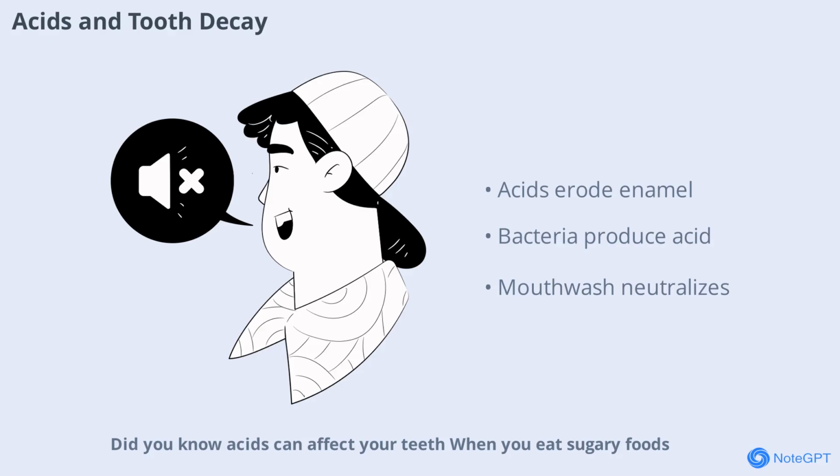Do you know acids can affect your teeth? When you eat sugary foods, bacteria in your mouth produce acids that can erode tooth enamel. This process leads to cavities and tooth decay. That's why brushing your teeth and limiting sugary snacks is important for dental health. Some mouthwashes are slightly basic to help neutralize these acids and protect your teeth.